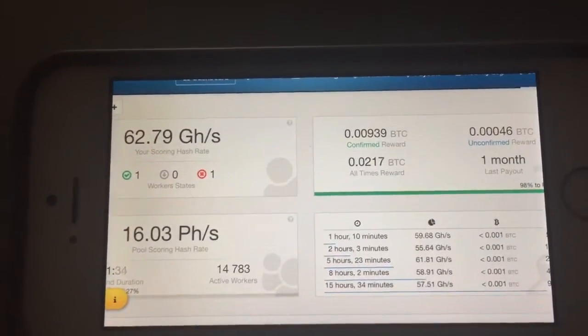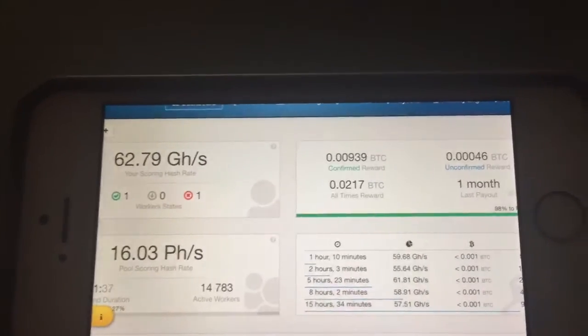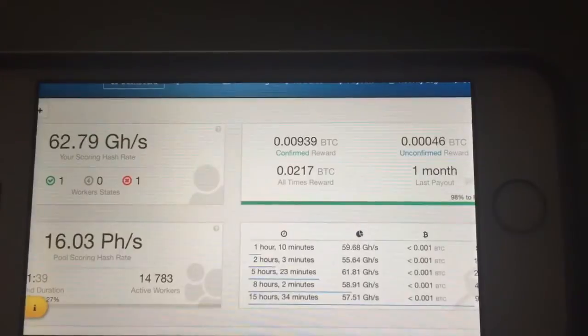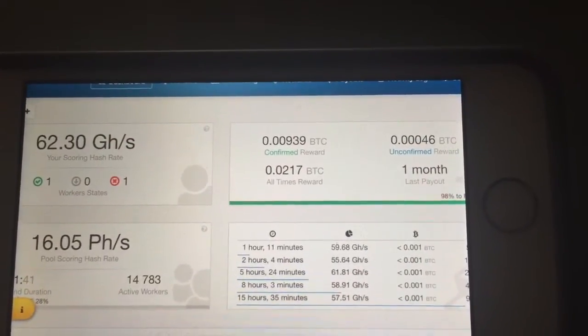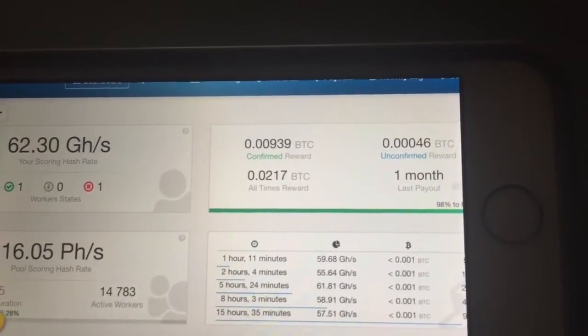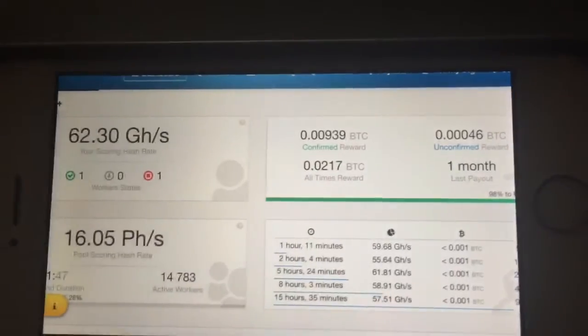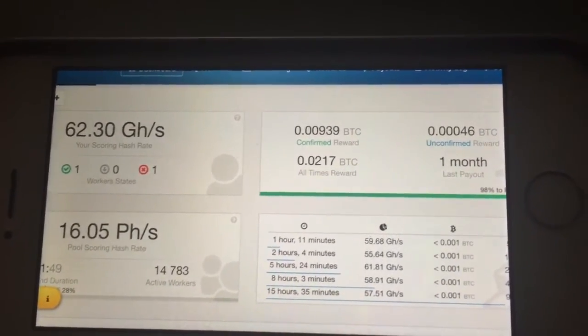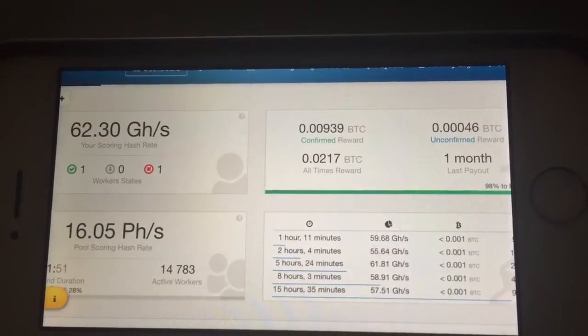All right, I'll let you check out Slush's pool right here. This is my account. You see I'm getting 62.79 gigahashes and I set my payout to at 0.01. I'm just about a payout, 98%. So in the past 2 weeks, I basically got 0.01.